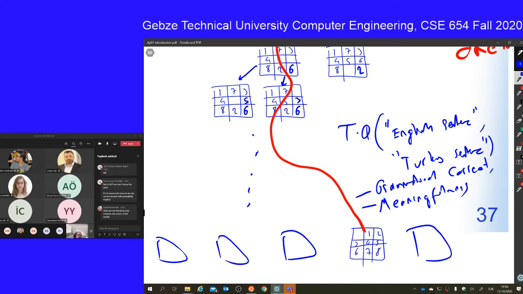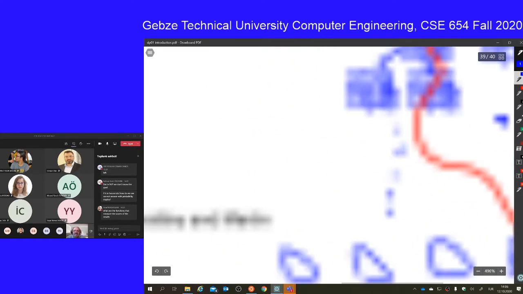Okay, Yusuf has a question. What are the functions that measure the scores of the results? For example, the grammatical correctness. How do you measure the grammatical correctness of a given Turkish sentence? Is that what you're asking, Yusuf? Or how you measure the meaningfulness?